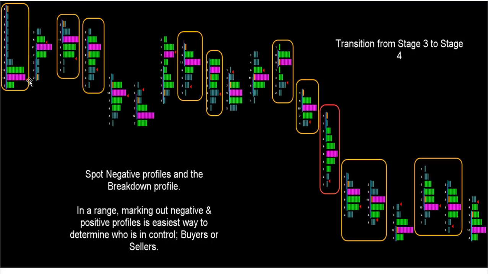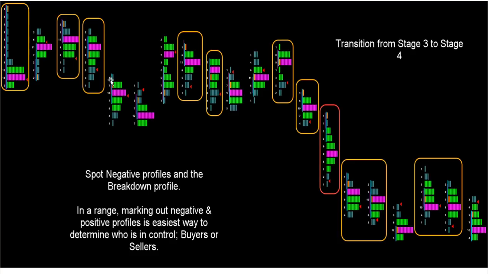The price, let's say it is at this level, it is still at this level given we are at this profile, and still you can figure out sellers are clearly in control. So let's take up this profile. This profile has opened within the value area of the previous one and closed below it. This profile has opened clearly below the value area of the previous profile and closed below it. This is again a bearish profile.